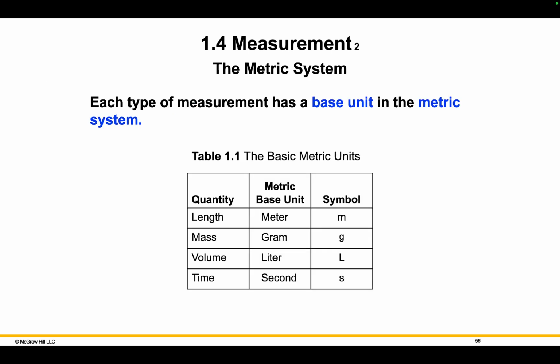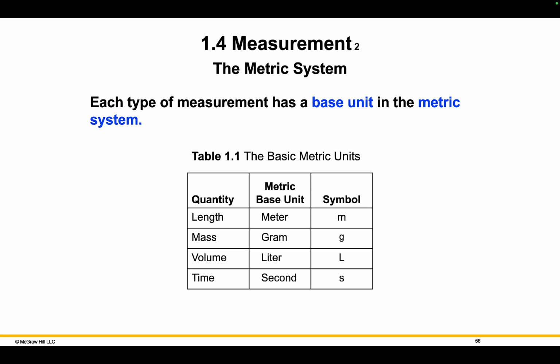So in science, we use the metric system. The metric system is a really nice system. It's based off of the power of 10, and so everything is nice and neat, which is much different than our system of measurement, which is really all over the place. And so we use that metric system when we're in science fields.